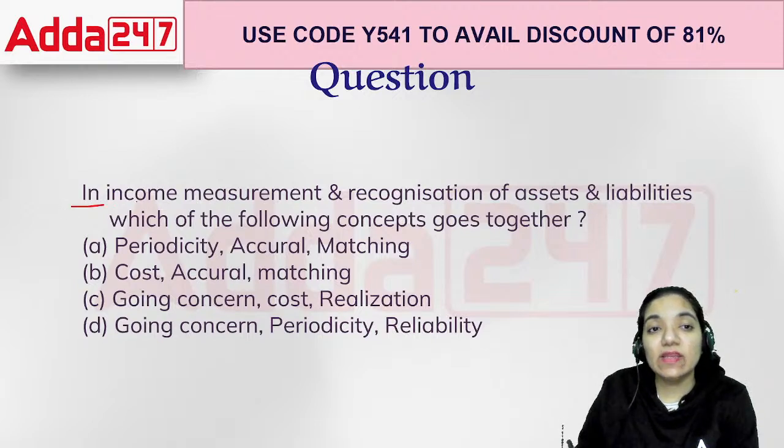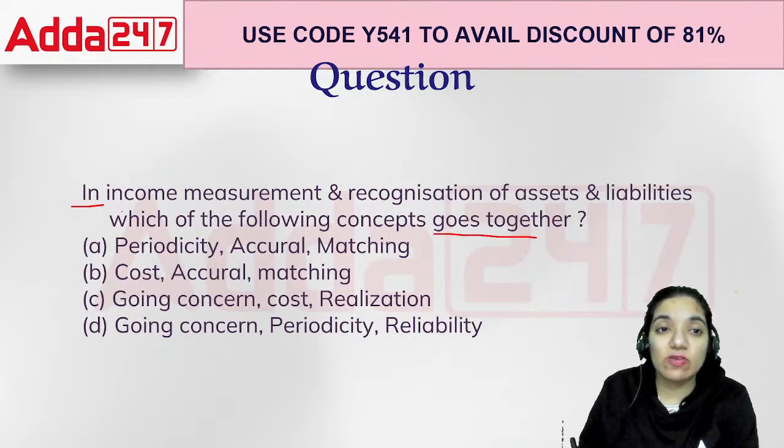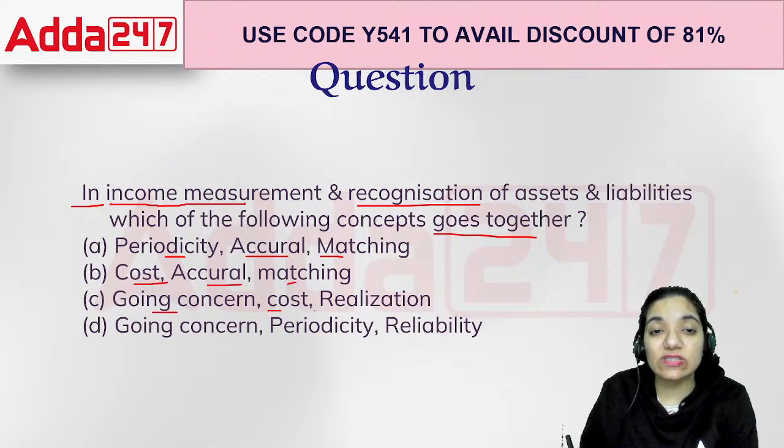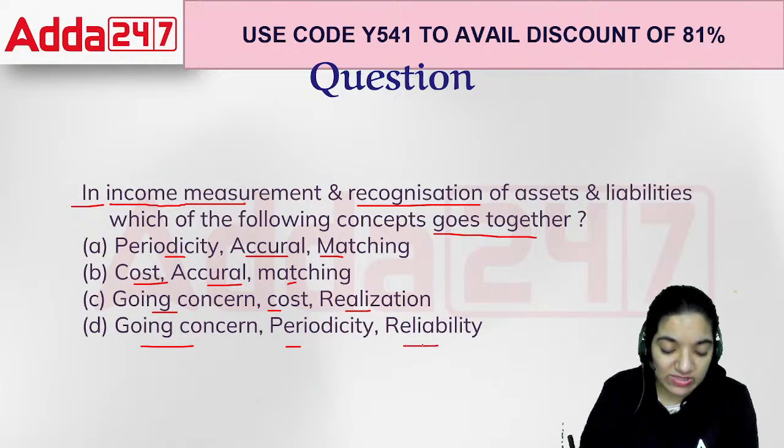In income measurement and recognition of assets and liabilities, which of the following concepts goes together? If we are looking forward to measuring the income and also recognizing the assets and liabilities, is it periodicity, accrual, or matching; cost, accrual, or matching; going concern, cost, or realization; going concern, periodicity, or reliability? How do we define this?